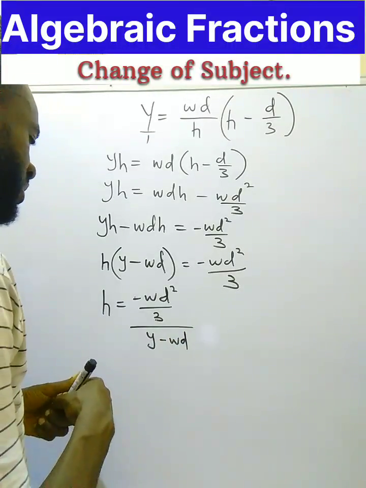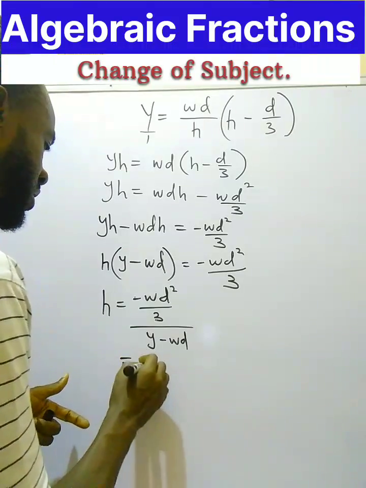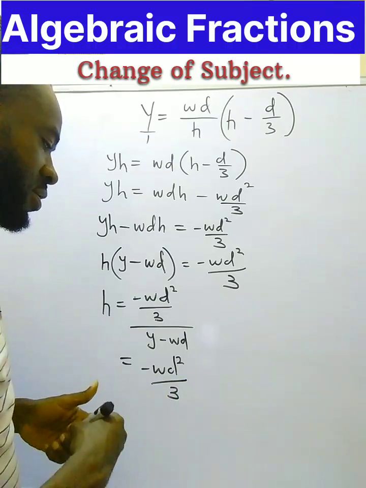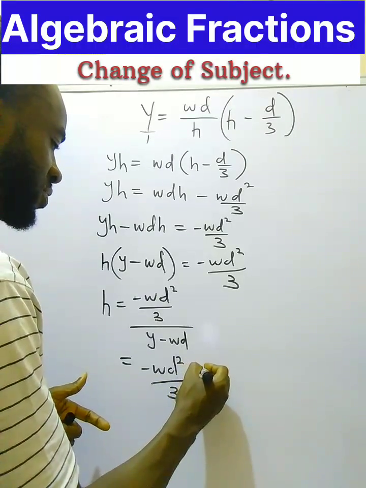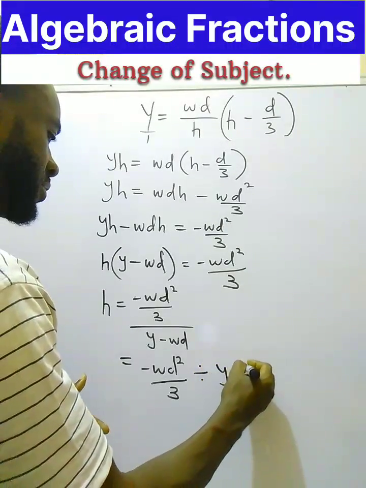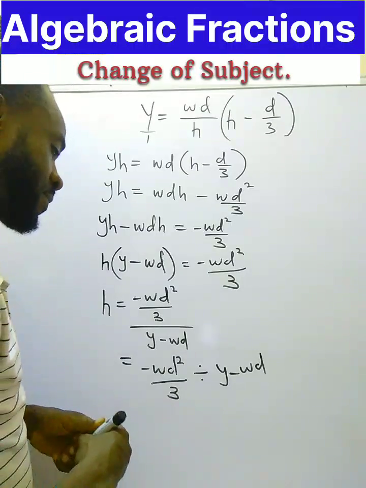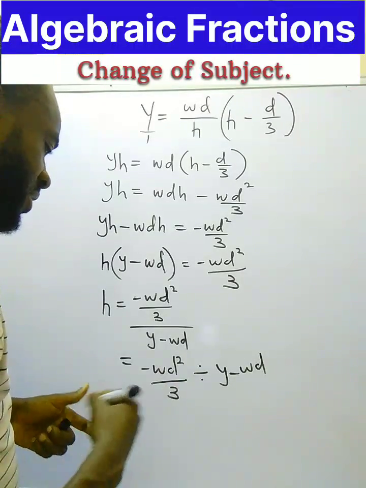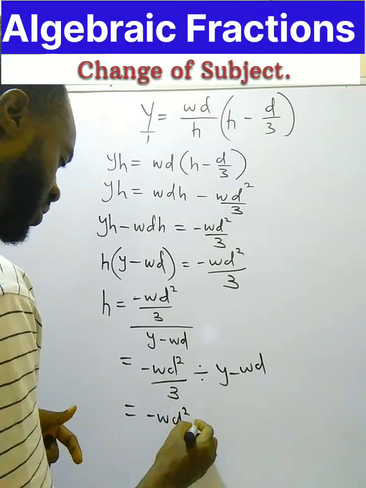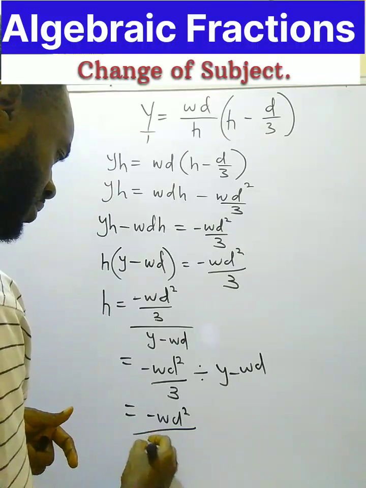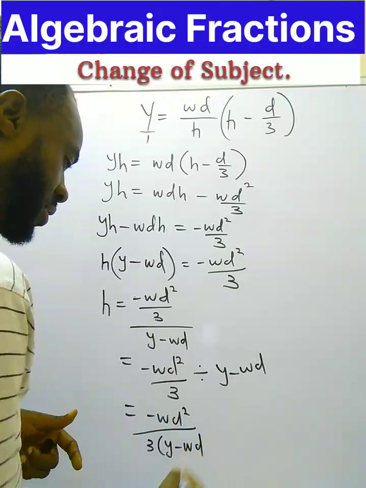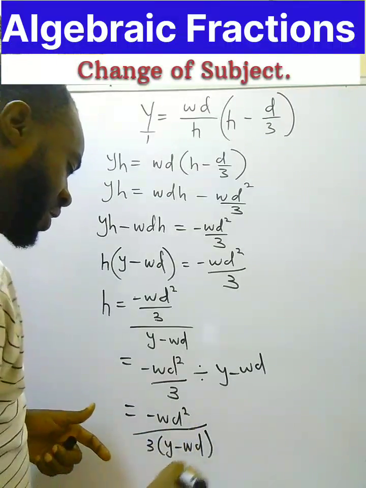Okay, so that I can now write this properly as minus wd square over 3. Remember, you can do it this way, divided by y minus wd. Understand? And you also know that this is the same thing as minus wd square over 3 into y minus wd. So this is actually our answer.